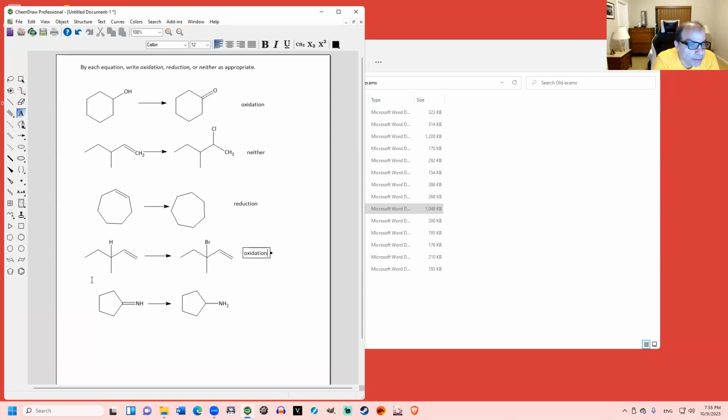And what about that last one? Well, we're going from a double bond to a single bond. The bond order is going down. So that falls under the definition of reduction. You could also look at it like this. You've got 2 bonds between carbon and an electronegative element in the starting material, and only 1 bond between carbon and an electronegative element in the product. So the number of bonds to an electronegative element has gone down. That also falls under the definition of reduction. Make sense?